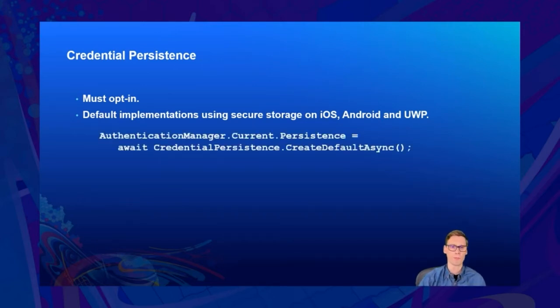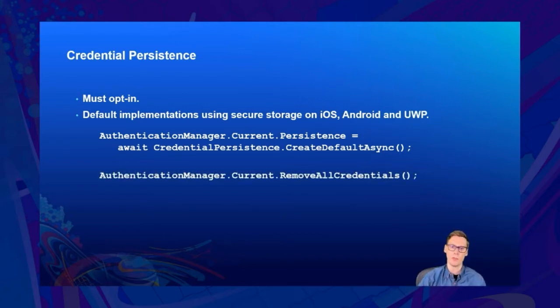So the way you typically would do this is you would create a new persistence object. In this case, you can use the default one that will create one on the platforms that support it, and it will just automatically hook up. And this is really the only line of code you would have to add to do that. Once you sign out, you want to call remove all credentials. That will clear all credentials the way you normally would on sign out, and that would automatically sync with the persistence store and also clear the credentials from there.